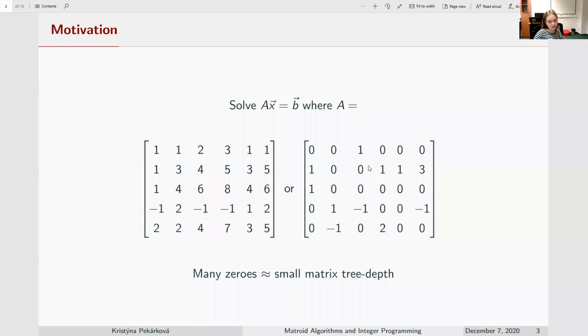Theoretical notion called tree-depth, the tree-depth parameter. So in some way, the fact that the matrix is somehow sparse and contains a lot of zeros corresponds to the fact that its tree-depth parameter is small. Again, this is something which I will talk about later.